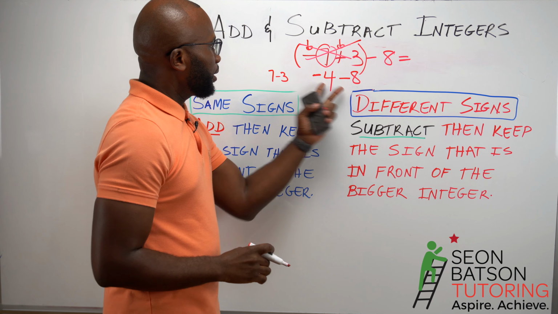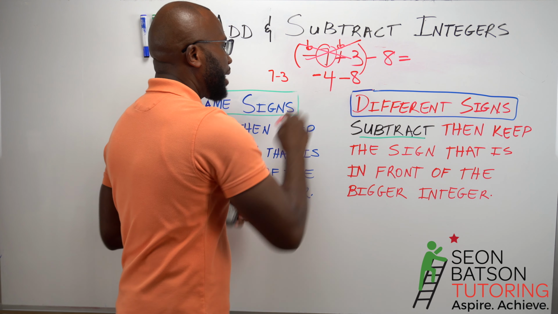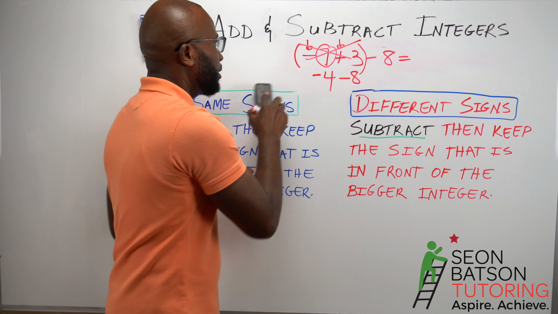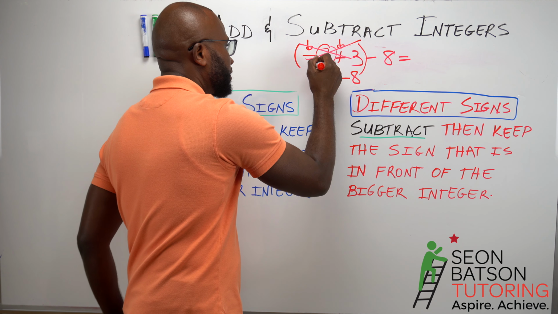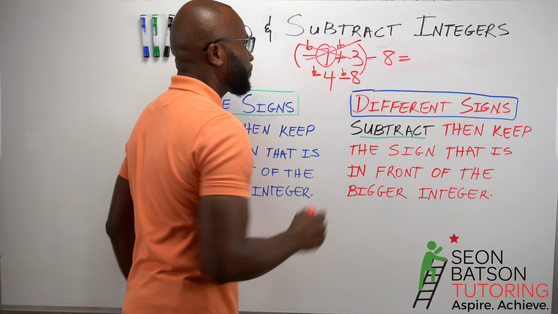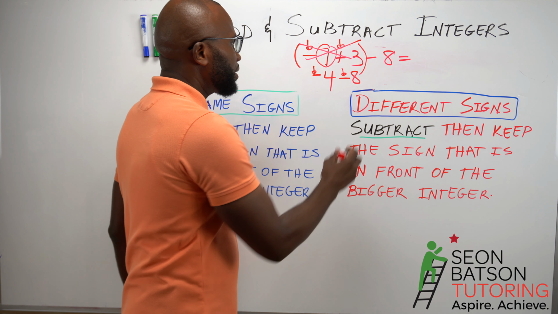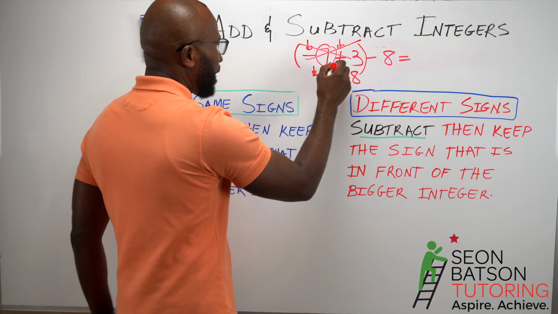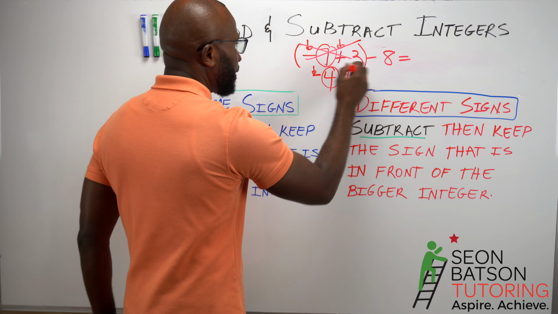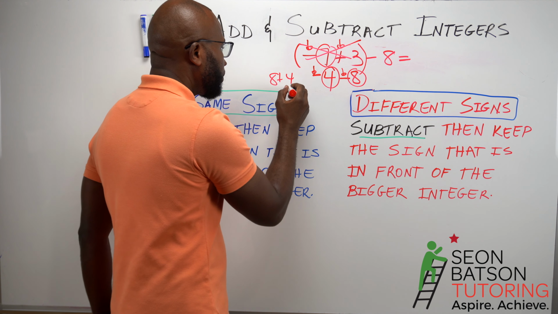Now, let's stick to our plan, yes? We examine the signs that are in front of the integers. We have a negative sign here and a negative sign here. Our signs are the same. Very good. And when our signs are the same, we are going to add. So we'll add our integers 4 and 8. 8 plus 4 will give us a very good 12.